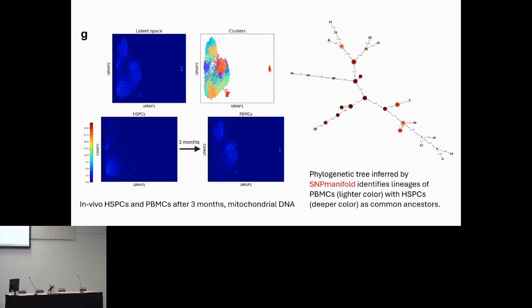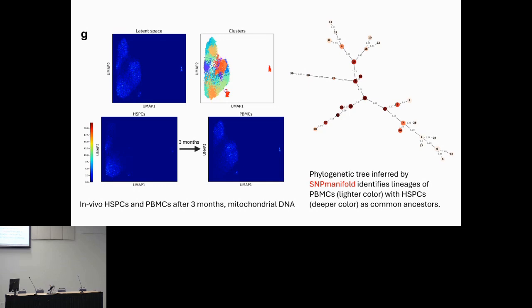So finally, I also want to highlight this data set. This is a data set with HSPCs, the blood stem cells, and also PBMCs, which are peripheral blood cells collected 3 months later. Because there is a 3-month interval, there will be sufficient time for the HSPCs to differentiate into PBMCs, and we also expect a direct lineage relationship between them. So this is also a mitochondrial data set.